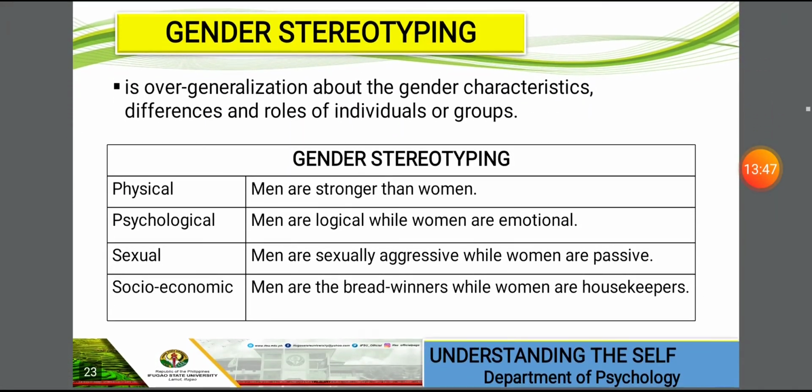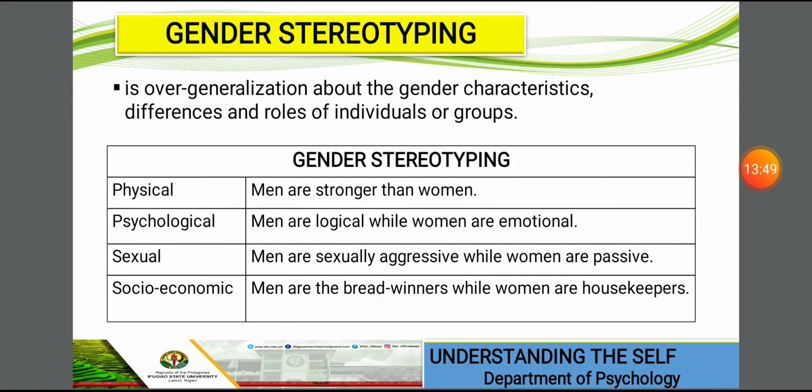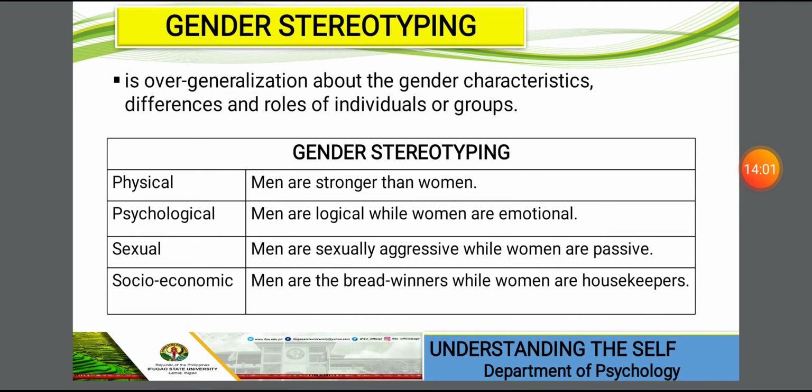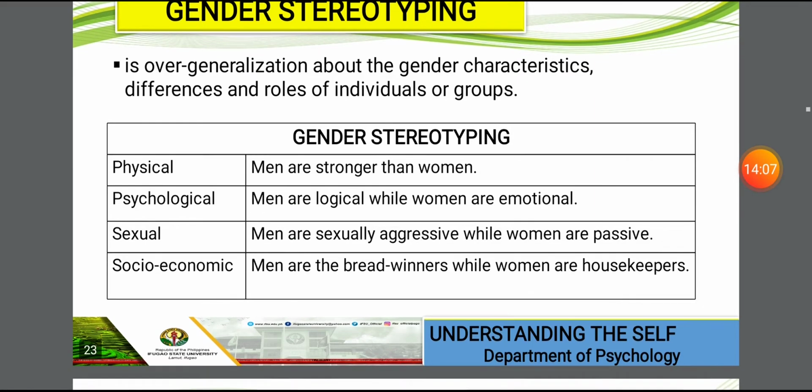So we have gender stereotyping. This is the generalization about the gender characteristics, differences, and roles of individuals or groups. So these are the examples. Physical: men are stronger than women. Psychological: men are logical while women are emotional.